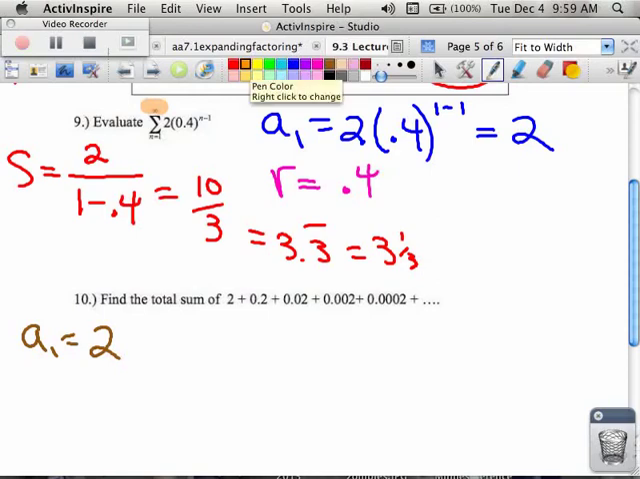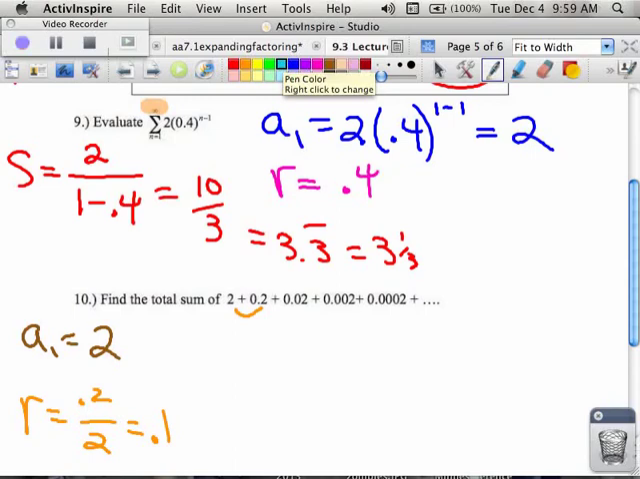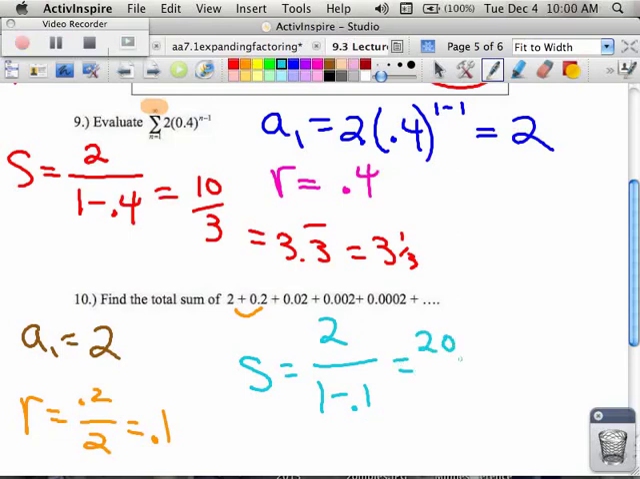Then I look for my ratio. My ratio is always the second number divided by the first number. So to find my ratio, I will take 0.2 divided by 2, which gives me 0.1. And then I can find my sum of this infinite series because, oh look, my ratio is less than 1. So my sum will be my first term, which was 2, divided by 1 minus my ratio, which is 0.1. When I divide those two things, I get 20/9. As you can see, I like improper fractions. There are other acceptable answers, of course. You could also write, if you want, 2.2 repeating, or 2 2/9. I prefer the 20/9.